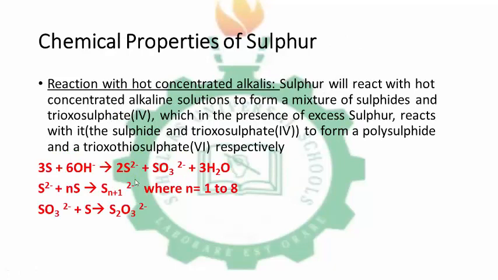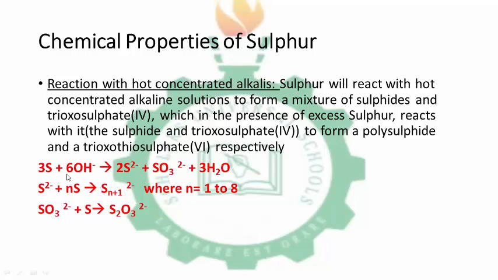Now reaction with hot concentrated alkali. Now what are alkalis? We have examples of alkali: the sodium hydroxide and the potassium hydroxide. Now sulphur will react with hot concentrated alkaline solution to form a mixture of sulphide and trioxothiosulphate(IV). Now, in the presence of excess sulphur, okay, let's first talk about the formation of the sulphide and the trioxothiosulphate(IV). Now this is just an ionic equation. Take note, this is an ionic equation.